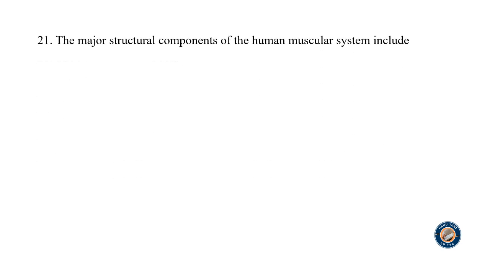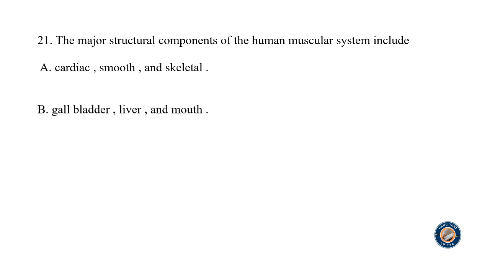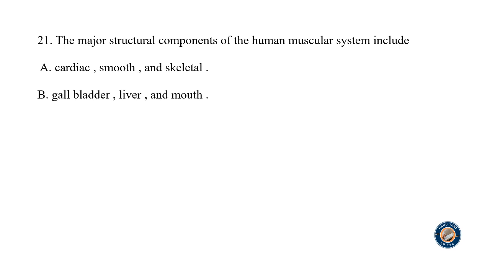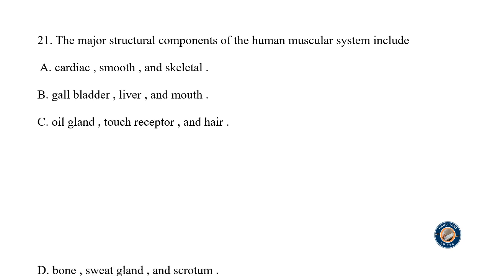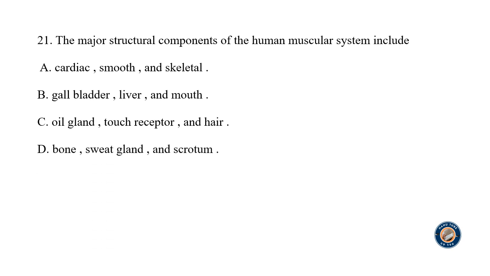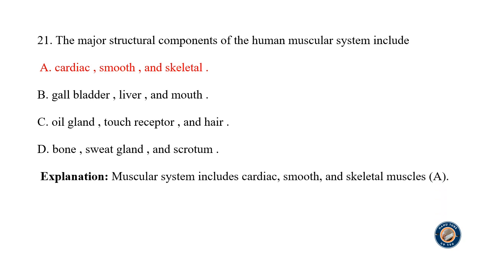Question number 21. The major structural components of the human muscular system include A. Cardiac, smooth and skeletal. B. Gallbladder, liver and mouth. C. Oil gland, touch receptor and hair. D. Bone, sweat gland and scrotum. The answer is cardiac, smooth and skeletal. The muscular system includes cardiac, smooth and skeletal muscles.